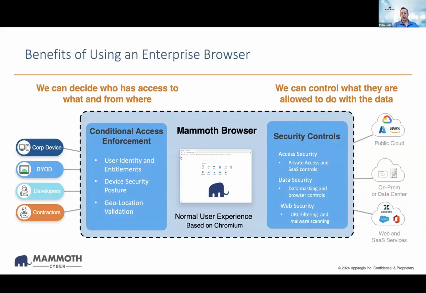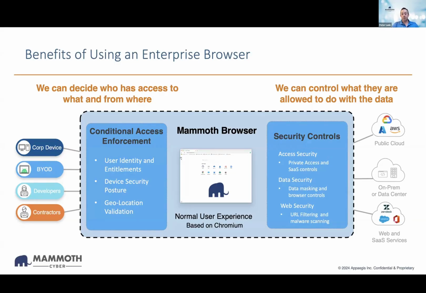On the security control side, rather than a VPN-like approach where people, once they're on the network, have access to everything, we can control specifically which applications and SaaS applications people are allowed to connect to. We've got some great data security capabilities because the browser sees all this stuff in plain text. We can do some really neat things like data masking, and browser controls like upload, download, copy, paste controls.